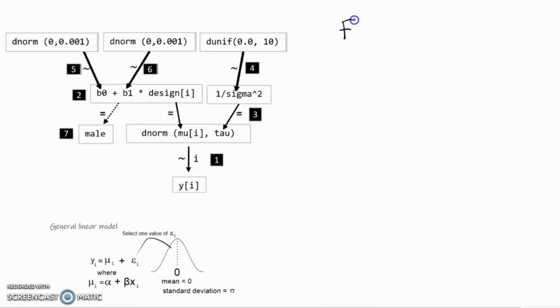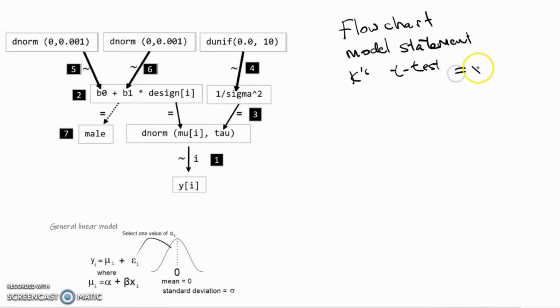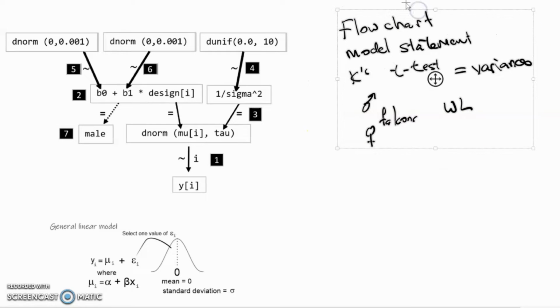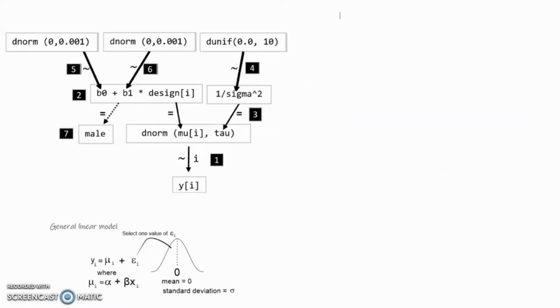So in this video, I want to go over the flowchart and model statement for Kery's example with a t-test with equal variances. We've got two populations, male and female falcons, and we're interested in their wing length. Comparing the wing length of male and female falcons with a t-test.